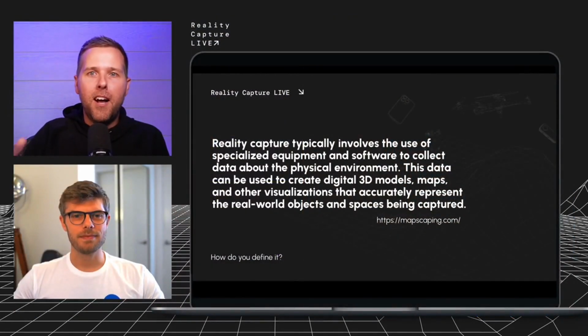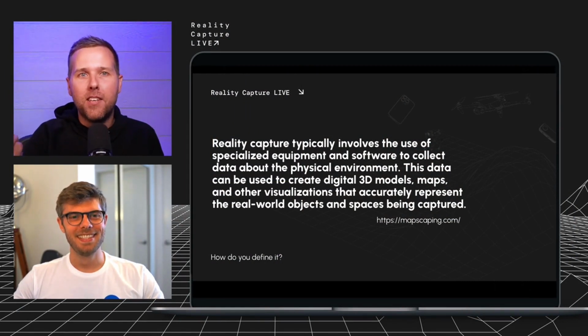You have to obviously capture it with some form of hardware, whether that's from the ground or from the air. And then you're capturing and doing something with that in the software component of processing it. And so I did find a definition, because there's plenty of them out there. If you guys haven't heard of Mappingscaping, they are a podcast. Go check them out. So thank you guys for providing this great definition.